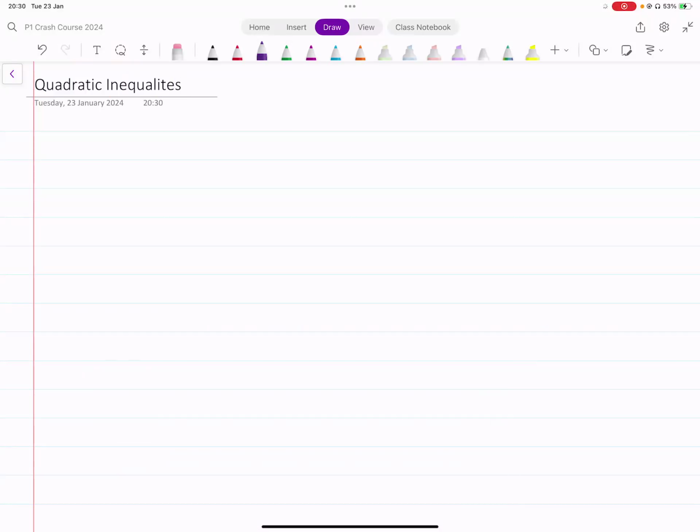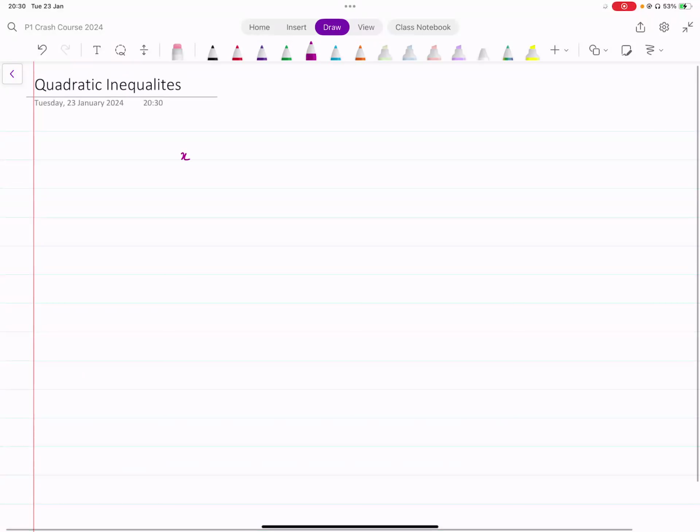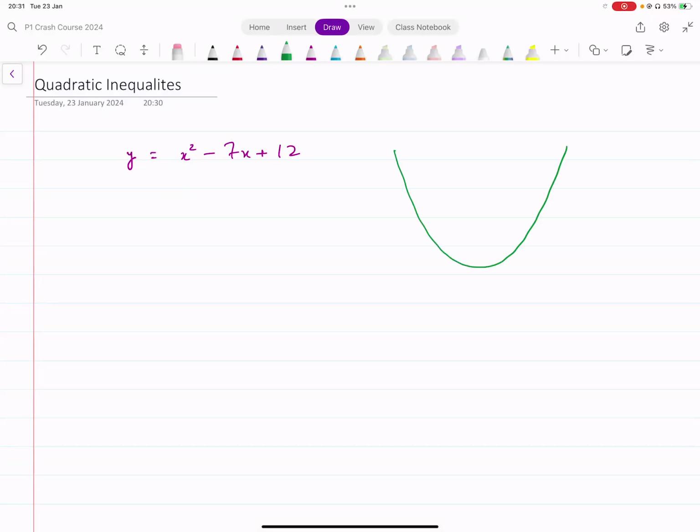Quadratic inequalities. Now, we already know how to solve quadratic equations, right? So if you have an equation that looks like this, for instance, if you have x squared minus 7x plus 12, if you have a function that looks like this, let's actually focus on this for now. Let's say you have a function that looks like this. So how does the graph of this function look like? This graph is a U-shaped graph like this, right?